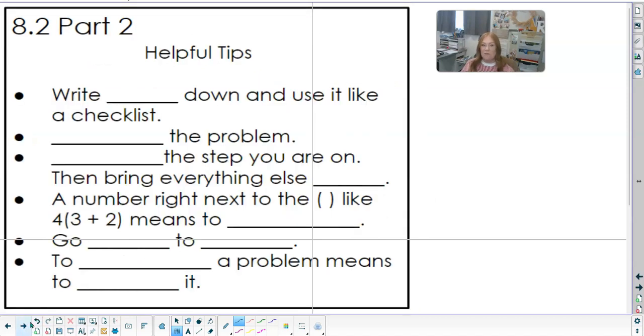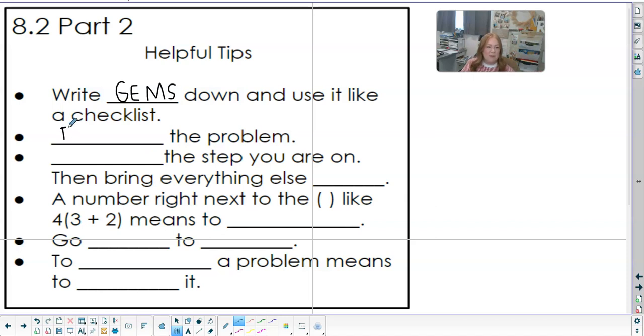So here's a few helpful tips. One, write GEMS down. When you are doing the problem, write GEMS down and use it like a checklist. G, I've got to do my groups. E, I need to do my exponents. M, I need to multiply and divide. S, I need to subtract and add. So I just check it off every time. I did my G, did my E, did my M, did my S.